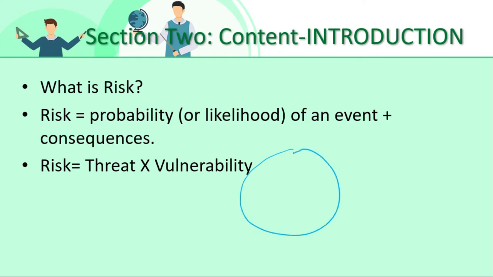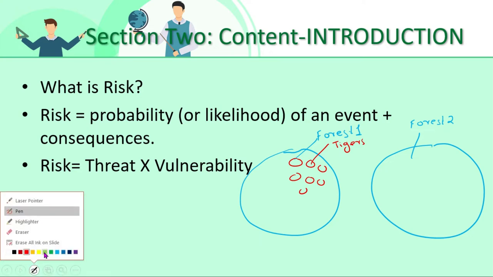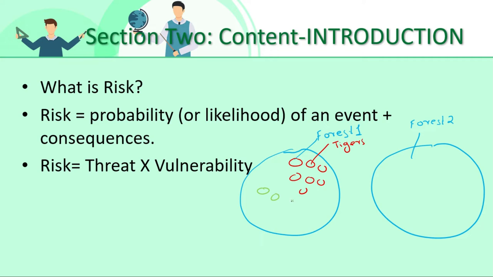Let's say this is one forest, this is forest 1, and let's say this is forest 2. Now inside this forest there are many tigers. So these are tigers. Plus in this forest there are certain sheep or goats. So these are goats. So this is a situation where the tiger can attack these goats, kill them and eat them, something like that.